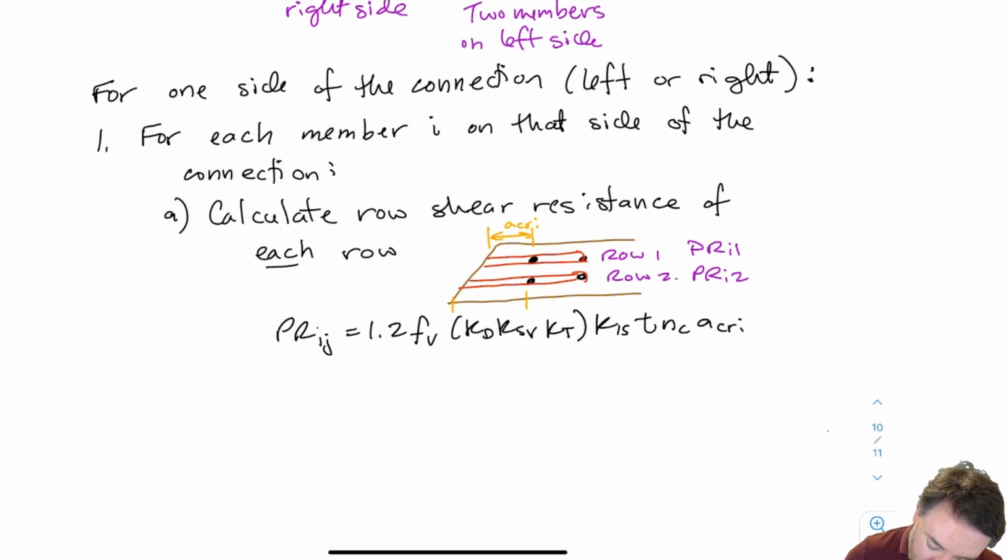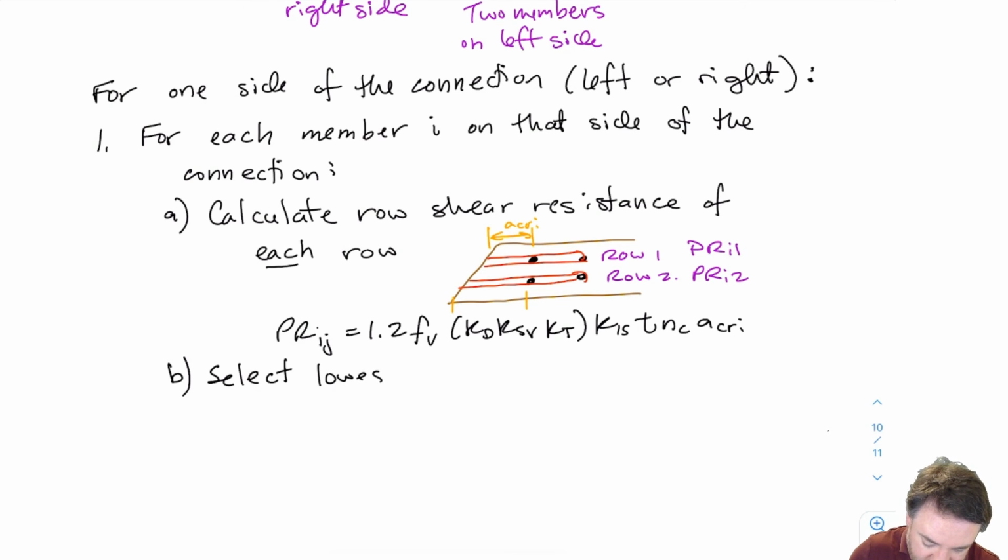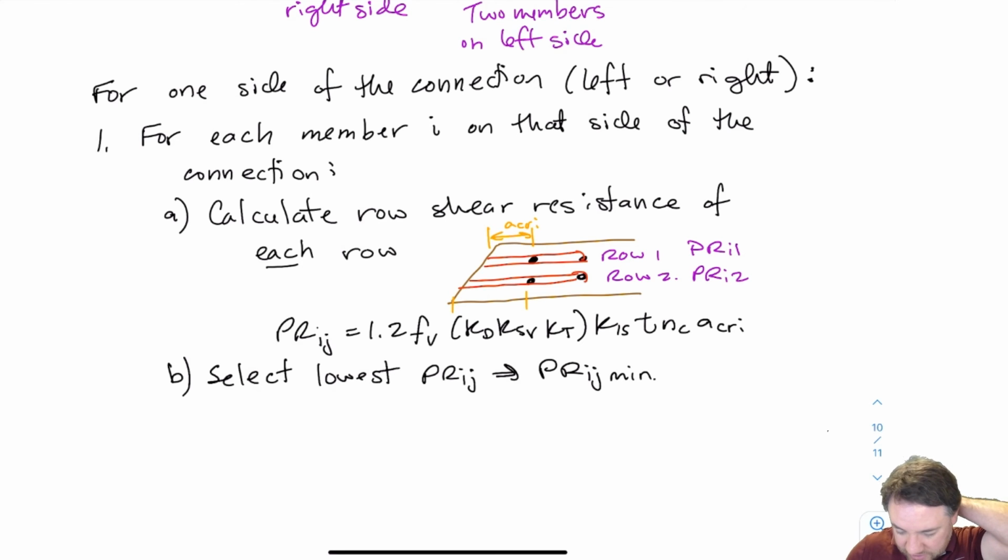Now that I have calculated the row shear resistance of each row, I'm going to find which one of those rows has the lowest row shear resistance. Whichever row has the lowest, I'm going to make that equal to my PRIJ min. I don't get any benefit in having one row that is a lot longer and a lot stronger than the others, because whichever one has the lowest resistance is going to govern for the whole connection.